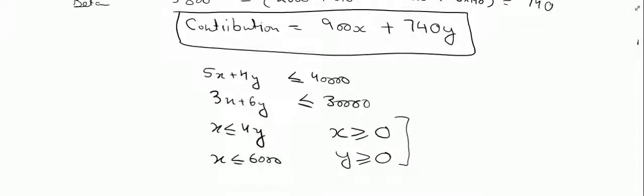So with part 2 of this questions video, let us now draw the graph. Well, my first inequality was 5x plus 4y is less than or equal to 40,000.